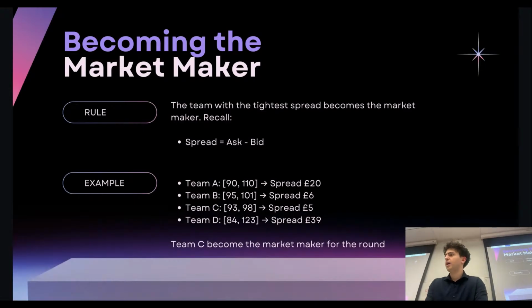Okay? So just as a simple example, you can imagine there's 4 teams. They also made their predictions, right? You've got the bid and ask prices here, 91.10, 95.101. And Team C here has a spread of £5. So Team C will become the market maker for this round.